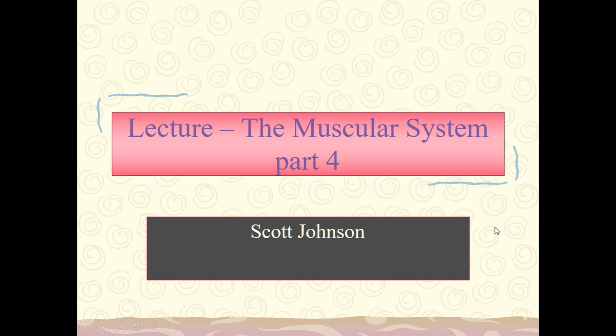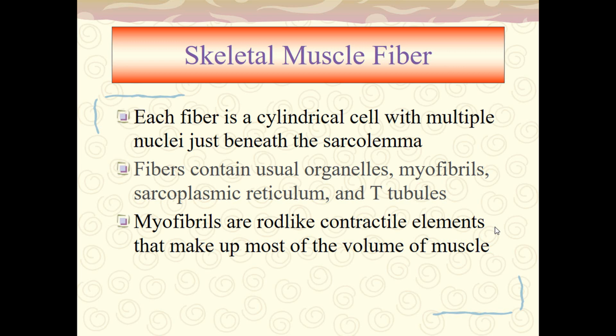Okay, this is part 4. This slide, you've already seen, where I talked about how we're not going to cover the organelles. Instead, what we're going to focus on are the 3 components of a muscle fiber or a muscle cell: the myofibrils, the SR, and the T-tubules. So we've covered the myofibrils. That was talking about the myofilaments, thick and thin, actin and myosin. Actin has these other regulatory proteins, troponin and tropomyosin. So our focus now is going to be on the SR and the T-tubules.